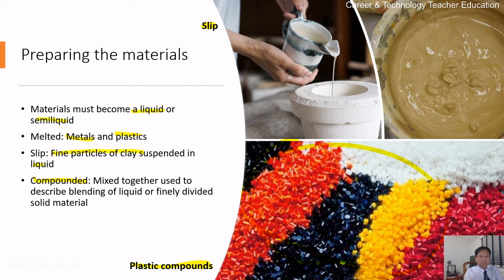So compounded means the plastic is a mix of the actual chemical, the blend of liquid or finely divided solid material. Those are compound.